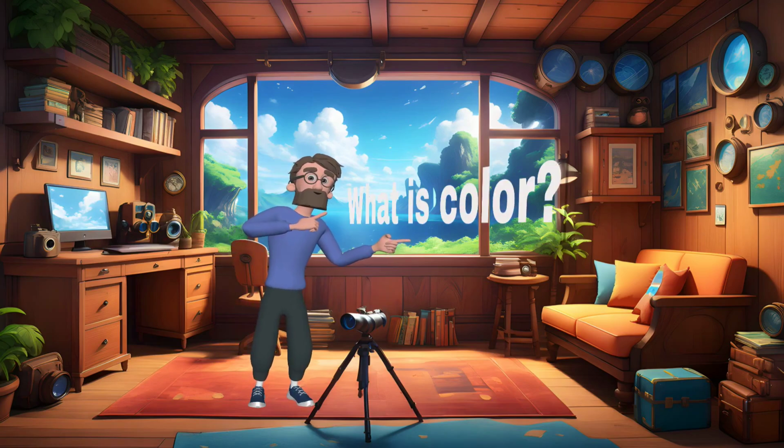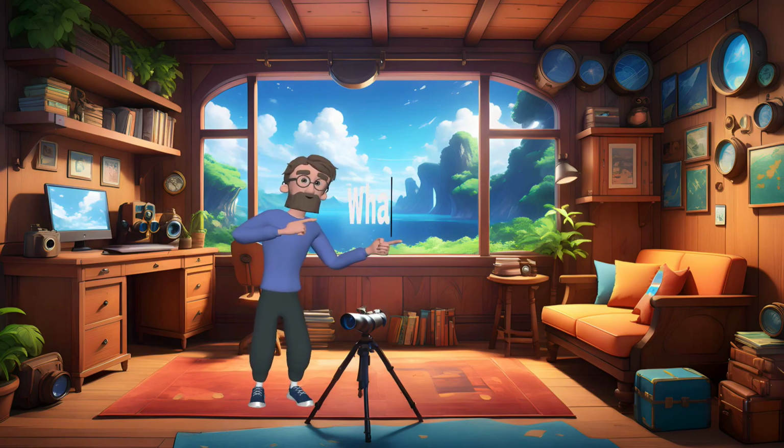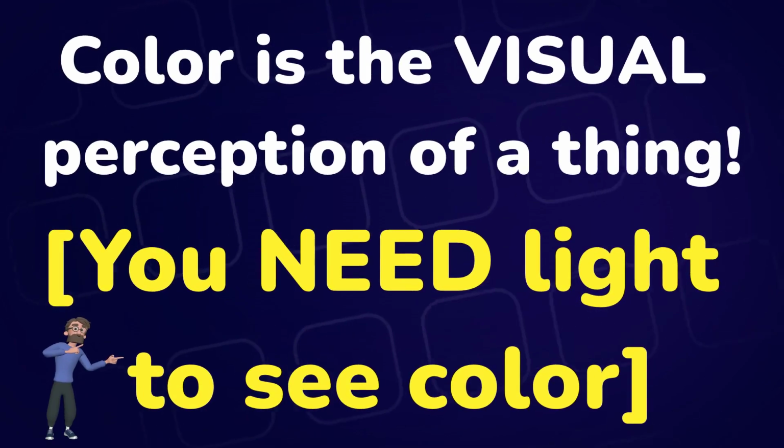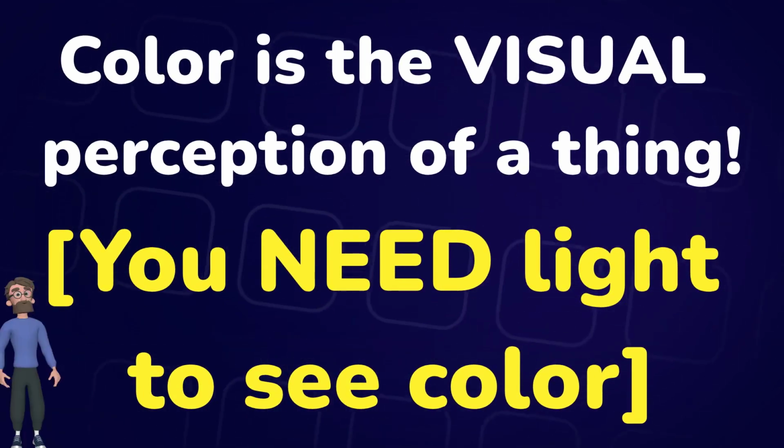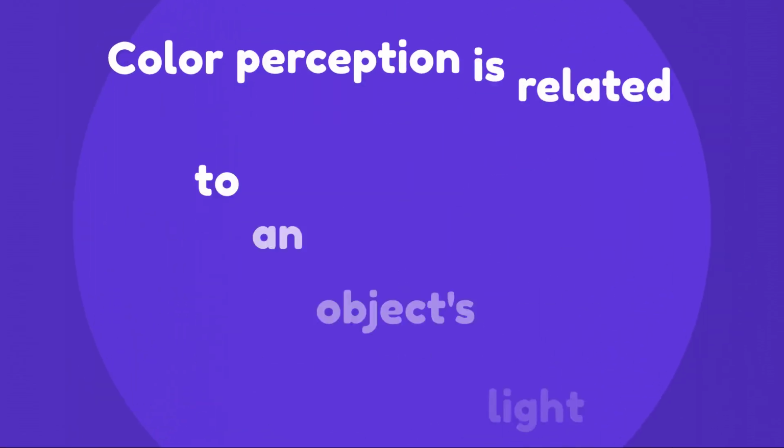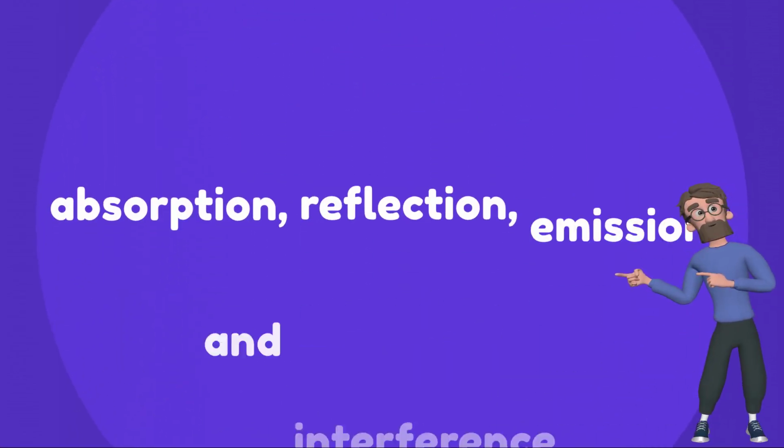What is color? Color is the visual perception of a thing. You need light to see color. Color perception is related to an object's light absorption, reflection, emission, and interference.